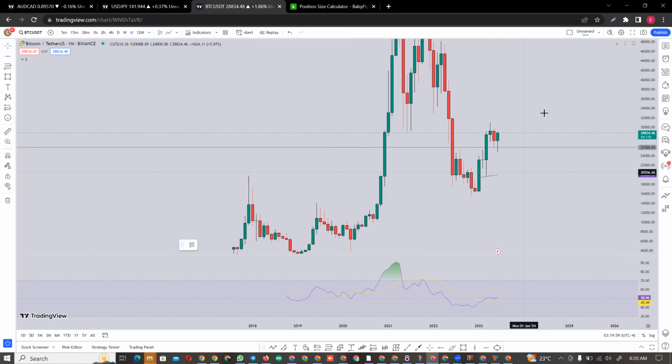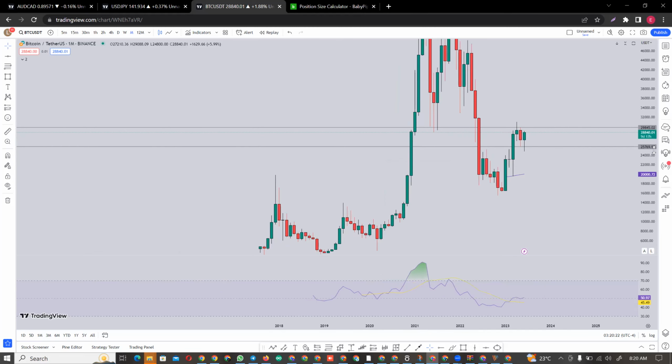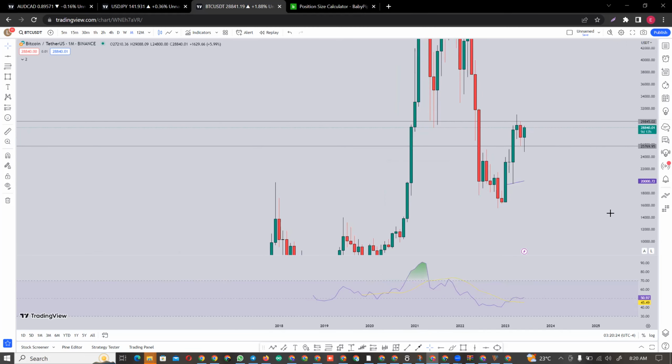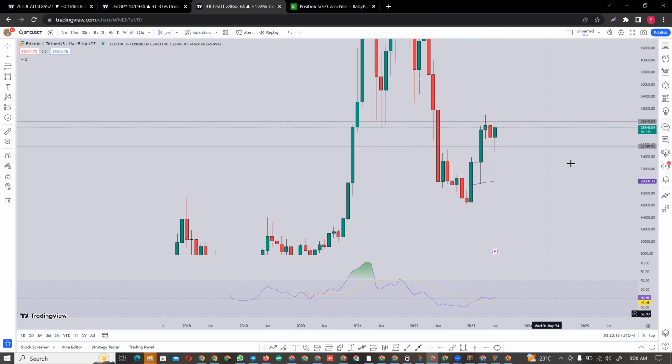So showing that Bitcoin is bullish, but this engulfing candle is bearish. This engulfing candle here on May is showing that Bitcoin is supposed to sell hard, but we will see how the month will end. Anyway, I just mark the monthly high and low.